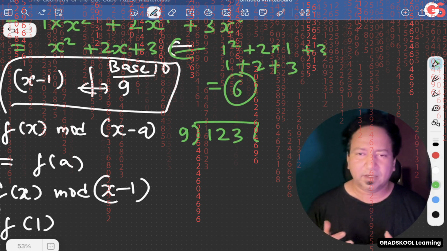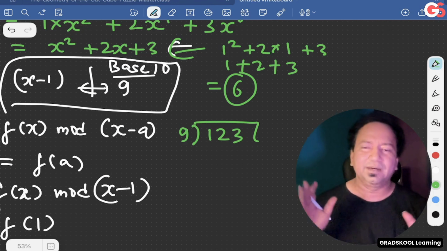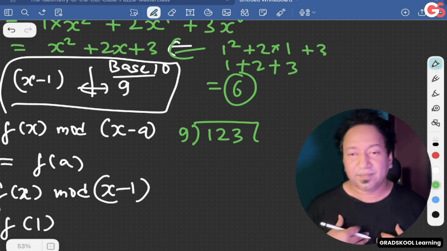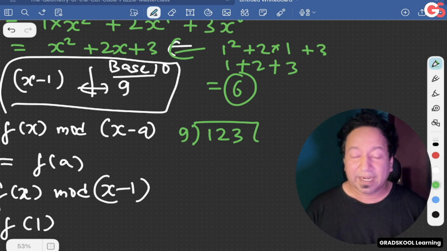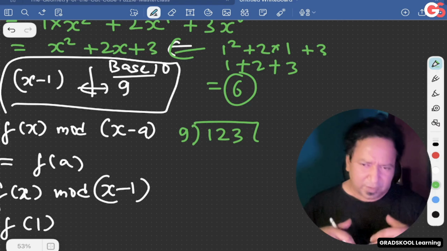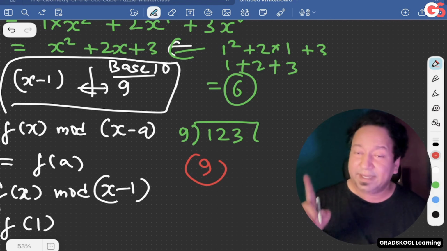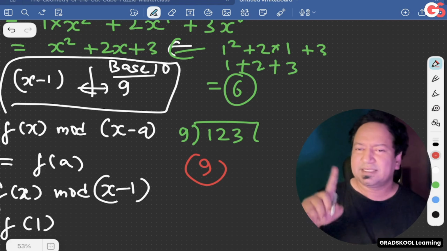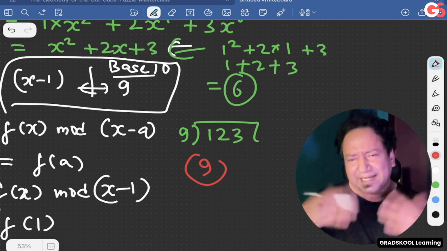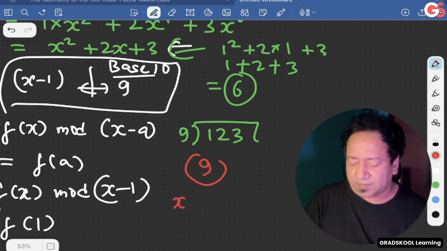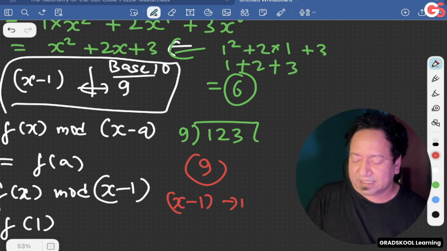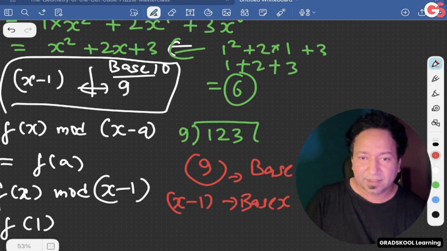So essentially, I can say that all the numbers that we know of are nothing but functions of 10. And if I assume 10 to be equal to x, functions of x. So the place of 9 in the decimal number system is exactly similar to the place of x minus 1 in base x. I hope that is clear. Tell me in the comments, right?